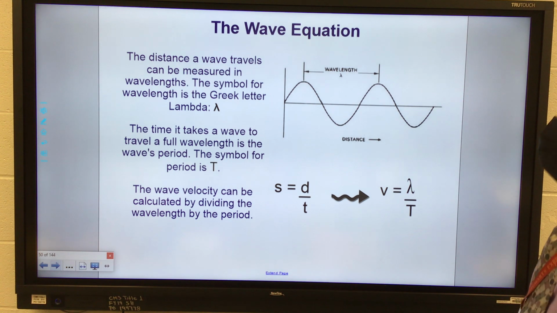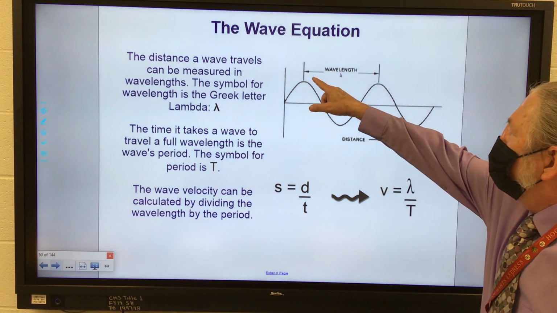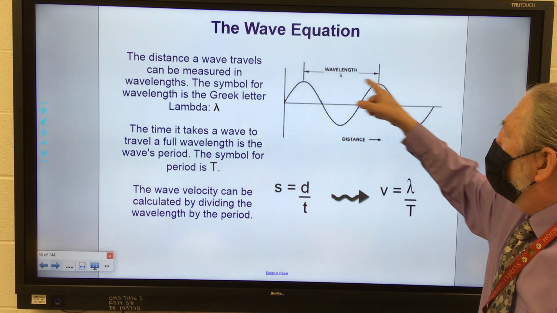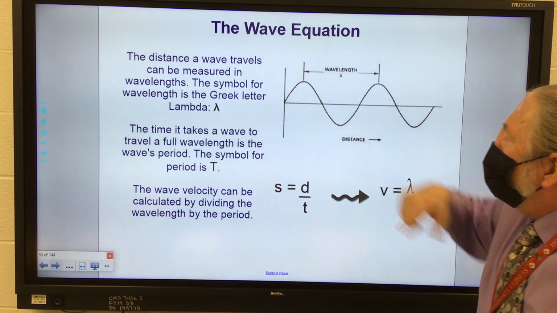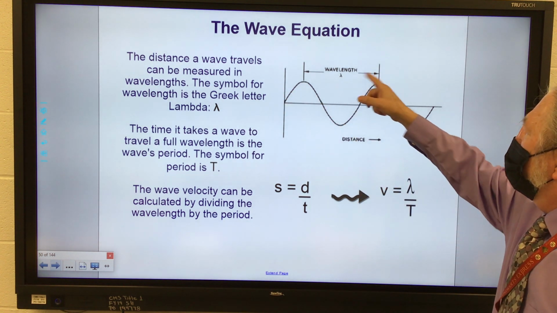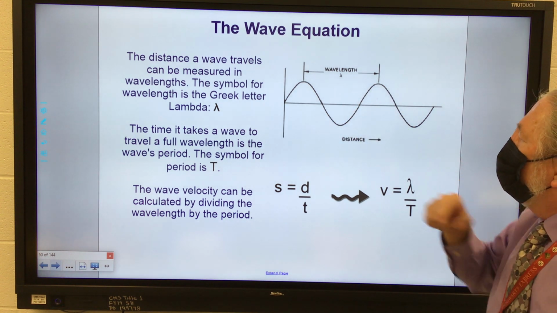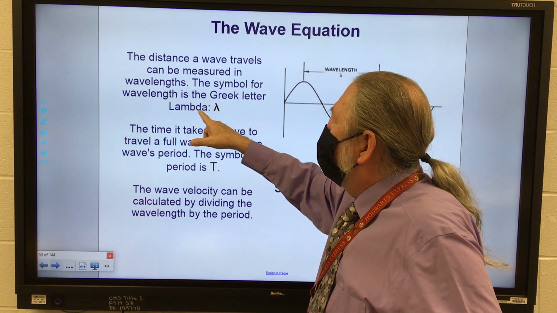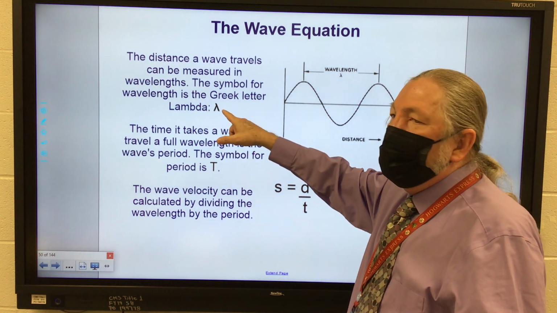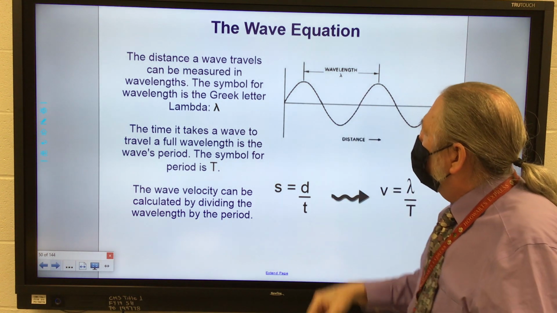Okay, so again, we're still talking about the wave equation, and the distance a wave travels. Look here, here's your wave, the wave, right? From the crest here to the crest there. So the distance a wave travels can be measured in wavelengths, right? Are you with me, Jalil? I need you with me. Yeah. And the symbol for a wavelength is the Greek letter lambda. Okay, it looks kind of like an upside down Y, right? That makes sense? So there it is, an upside down Y.